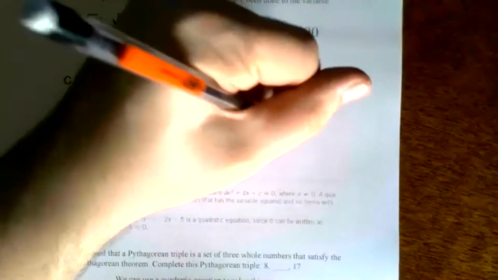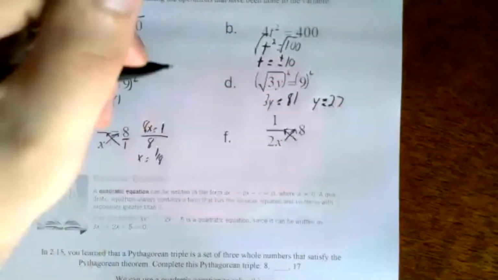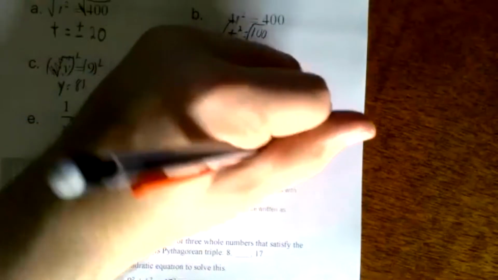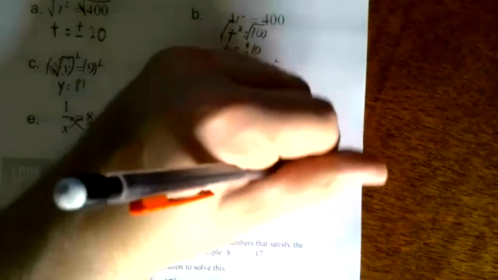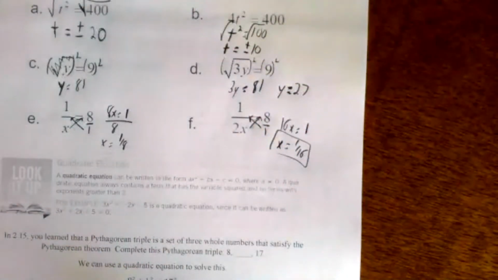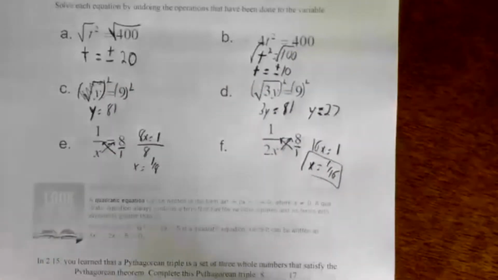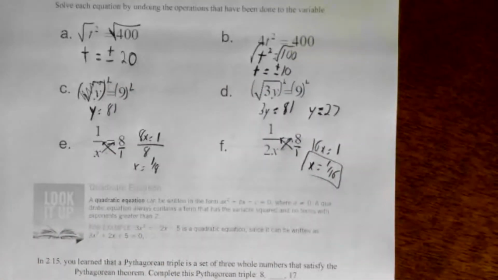Okay, and then similarly, I can do something over here where I cross multiply. Right. I get 16x. 16x equals 1 times 1, which is 1. Divide by 16 on both sides. We get x equals 1 over 16. Okay. All right, any questions on the first 6?